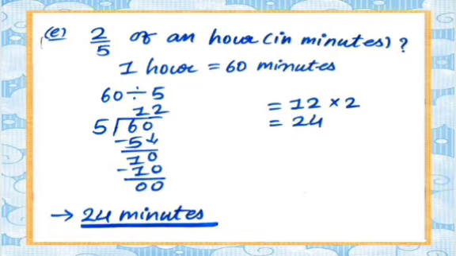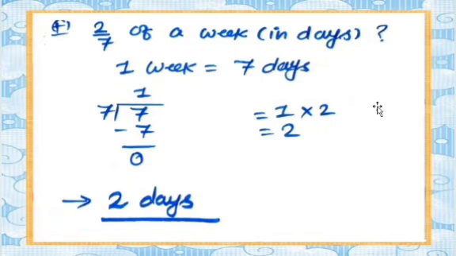Now we move on to question number F. Question number F is what? 2 upon 7 of a week, in days. 1 week is equal to how many days, my dear students? 1 week has 7 days. 1 week is equal to 7 days.